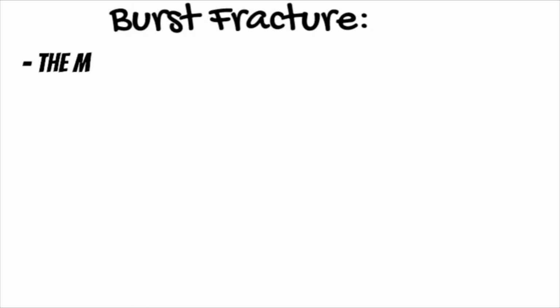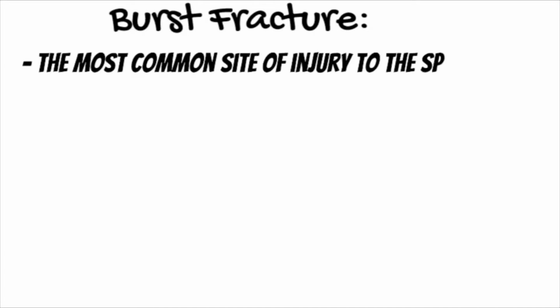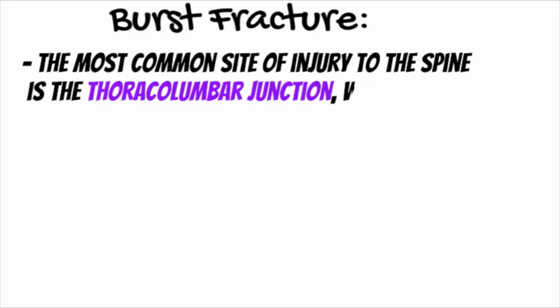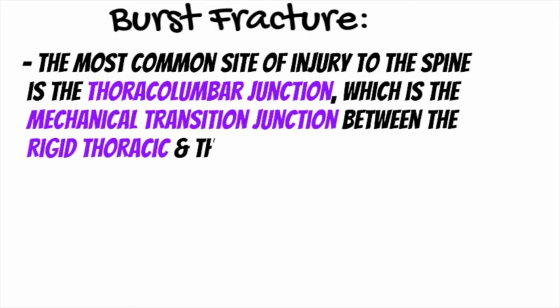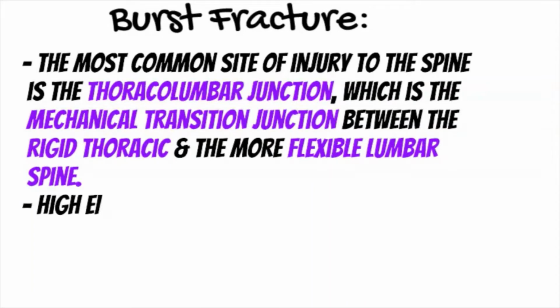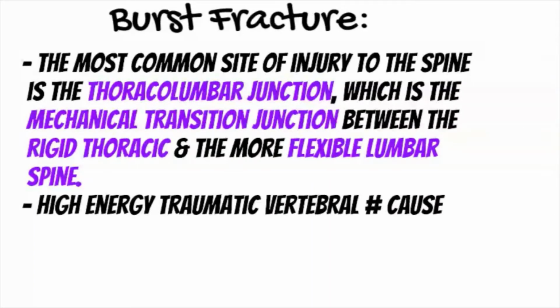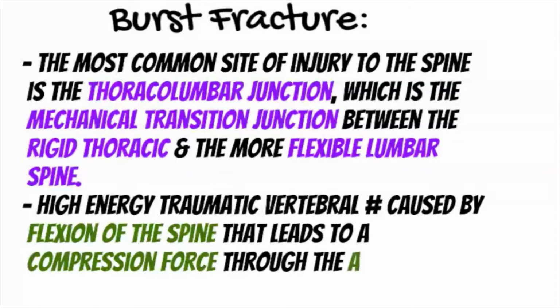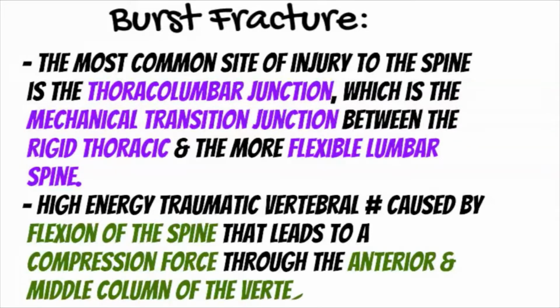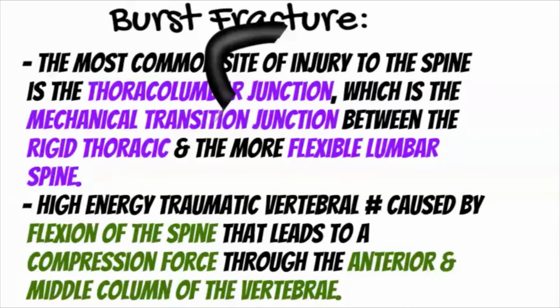Next, regarding the burst fracture. The most common site of injury to the spine is the thoracolumbar junction, which is the mechanical transition between the rigid thoracic and the more flexible lumbar spine. It is a high-energy traumatic vertebral fracture caused by flexion of the spine that leads to a compression force through the anterior and middle column of the vertebrae.